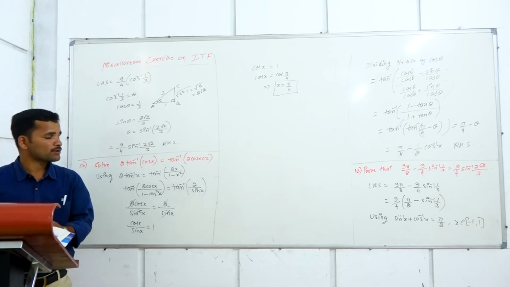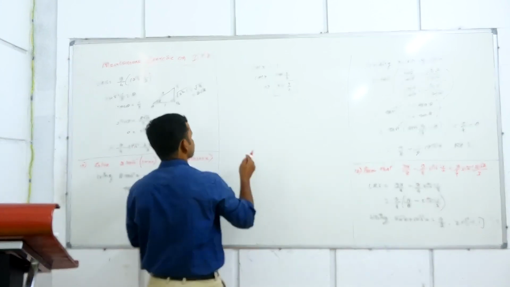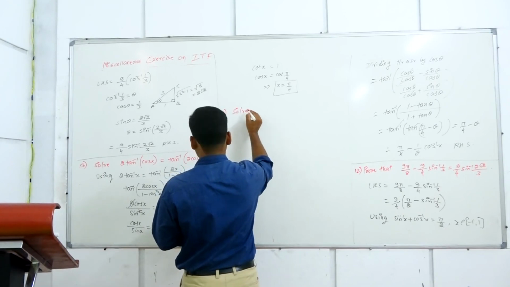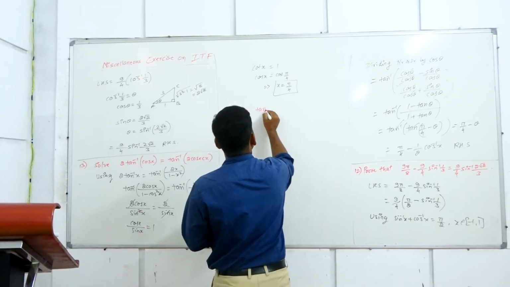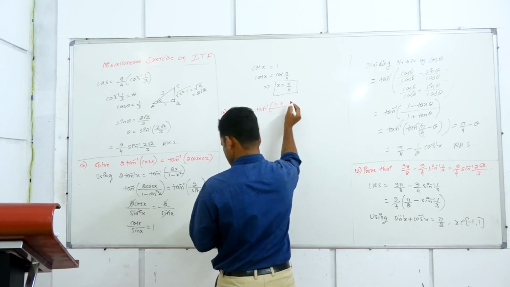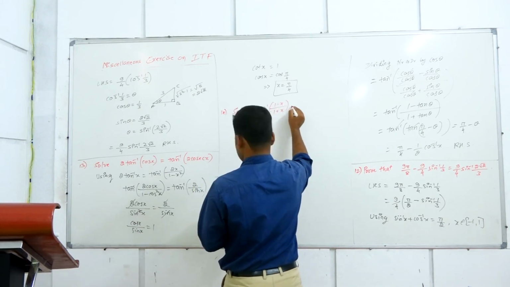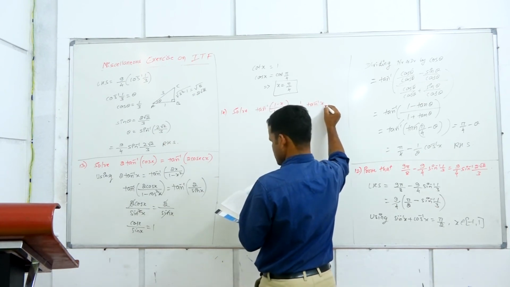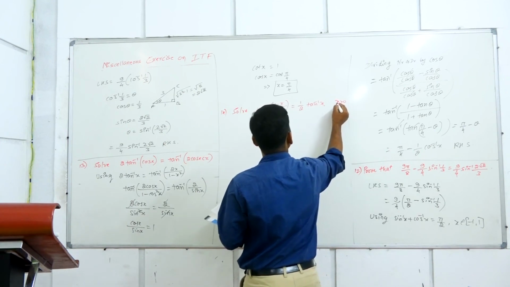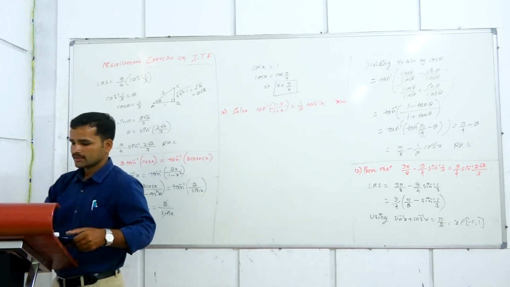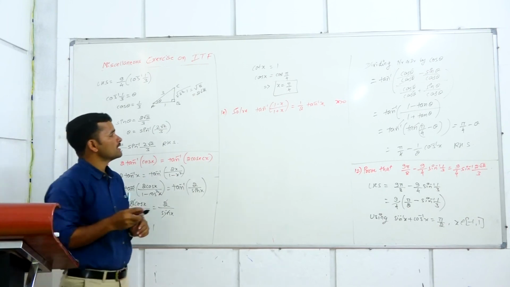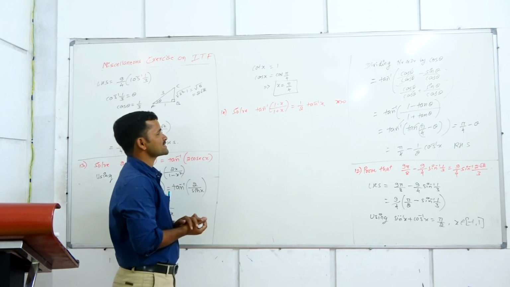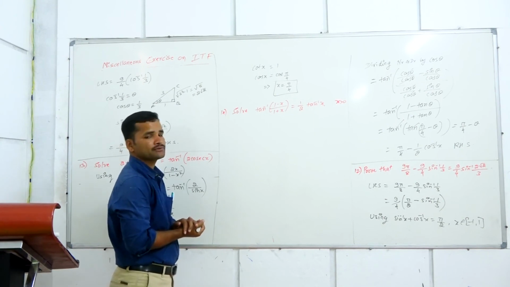Now we will go to problem number 14. Problem number 14 says, solve tan inverse of 1 minus x by 1 plus x is equal to 1 by 2 times tan inverse of x, for x greater than 0. Here, on the left hand side you see tan inverse of 1 minus x by 1 plus x, which is equal to 1 by 2 times tan inverse of x.